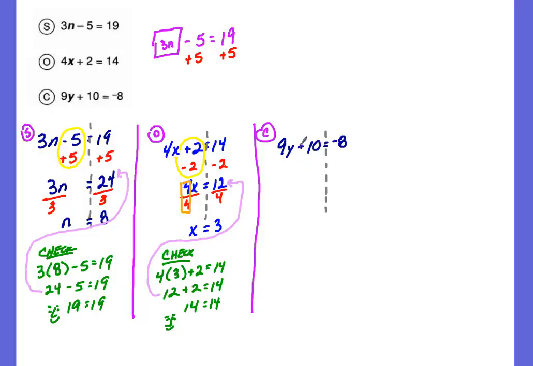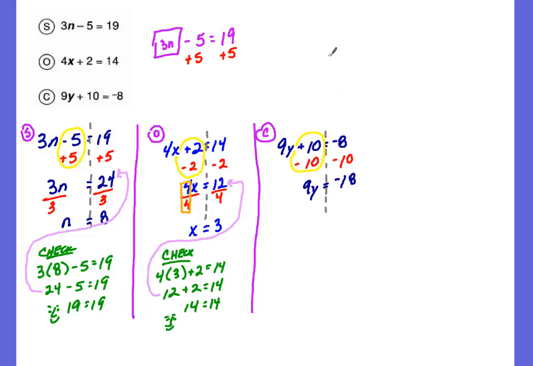Since I'm adding 10 to the 9y, my first step is to know what the 9y is equal to. The first thing I want to know is, what does 9y equal? Well, to figure that out, I have to take away the 10. Over here, I have to take away the 10. These cancel out, and these are going to end up being negative 18.